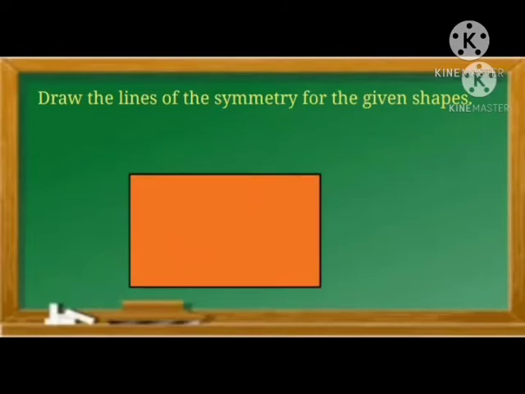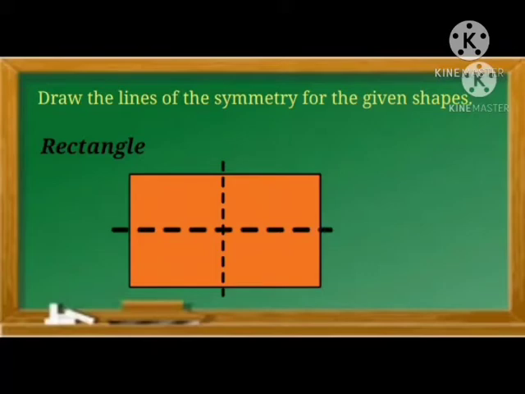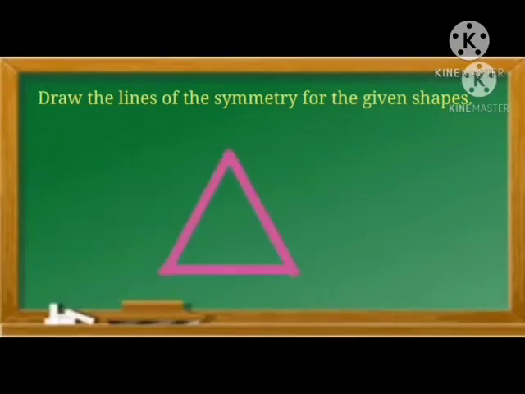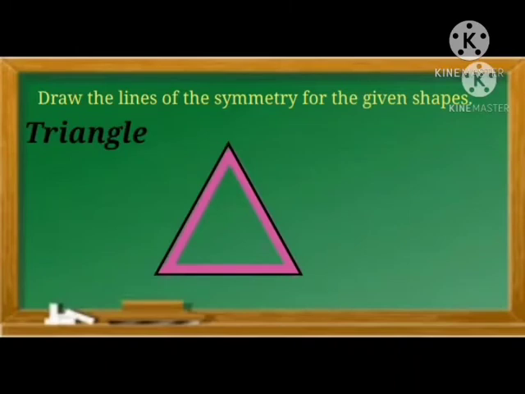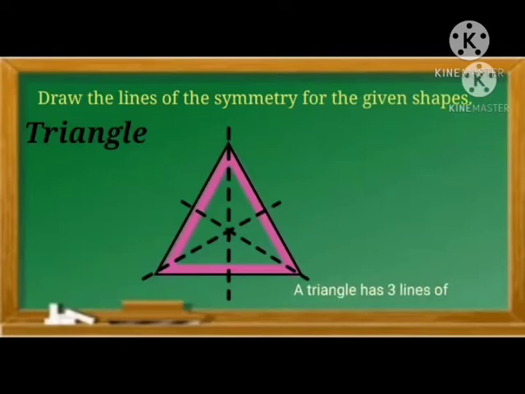What shape is this? Very good. A rectangle. Let's divide the rectangle vertically and horizontally. How many lines of symmetry a rectangle has? Very good. A rectangle has 2 lines of symmetry. What shape is this? Very good. A triangle. Let's divide the triangle vertically and diagonally. How many lines of symmetry a triangle has? Very good. A triangle has 3 lines of symmetry.